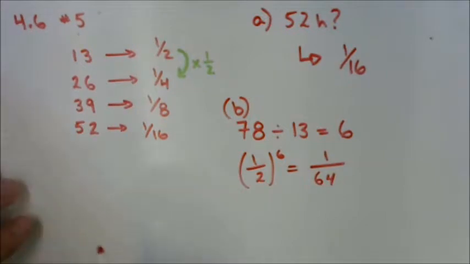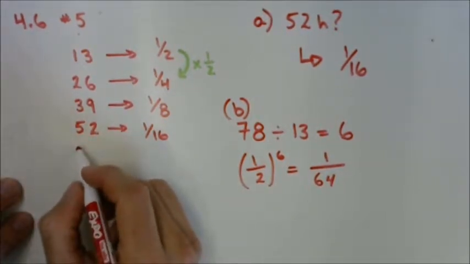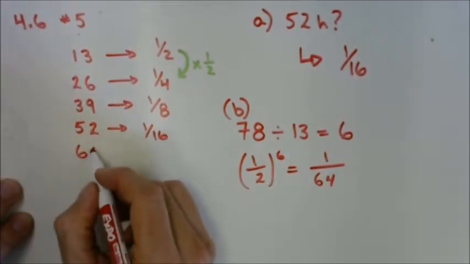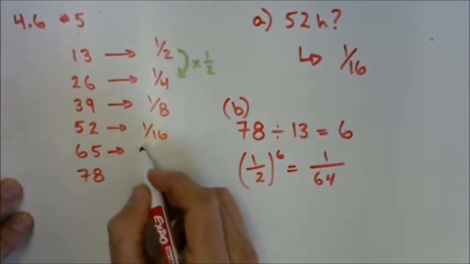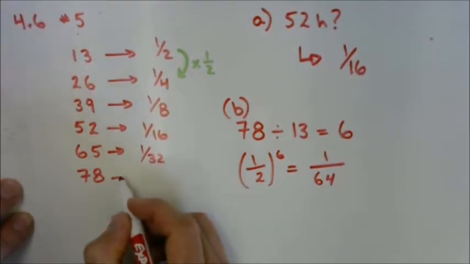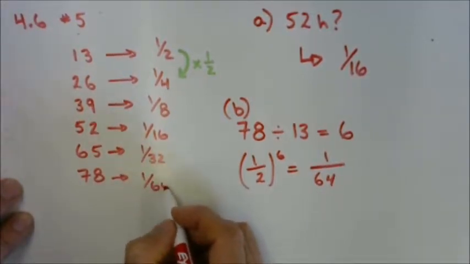Okay? And let's just double check on our pattern just because. We could go 65 and then 78. Half of 1/16 is 1/32. Half of 1/32 is 1/64.